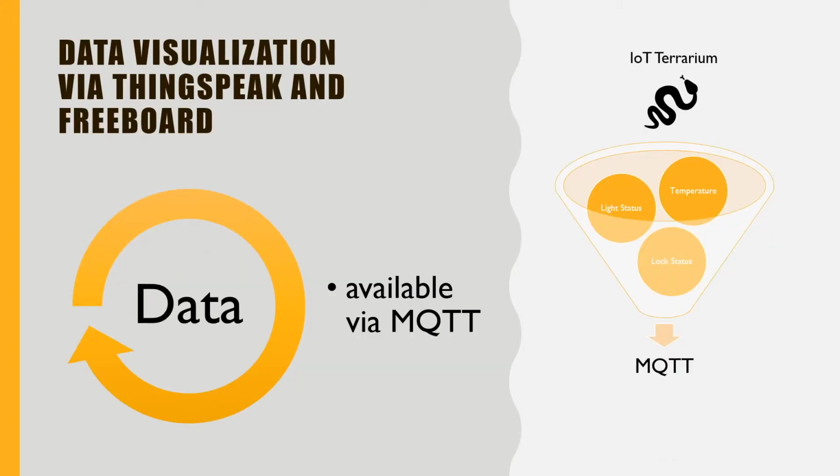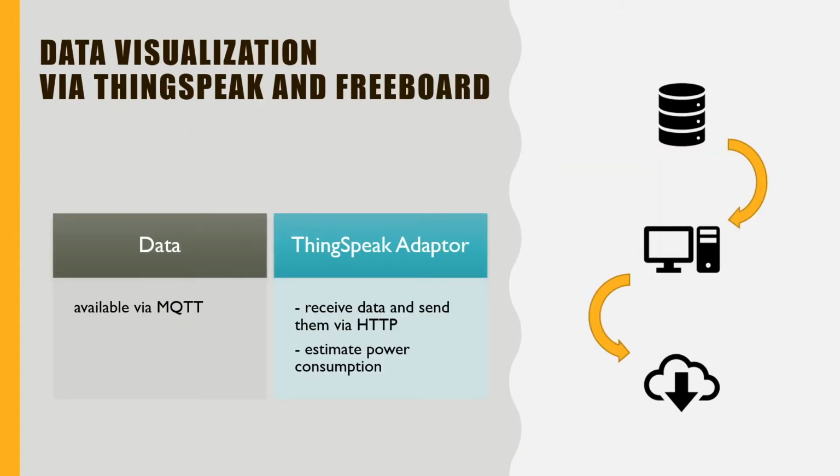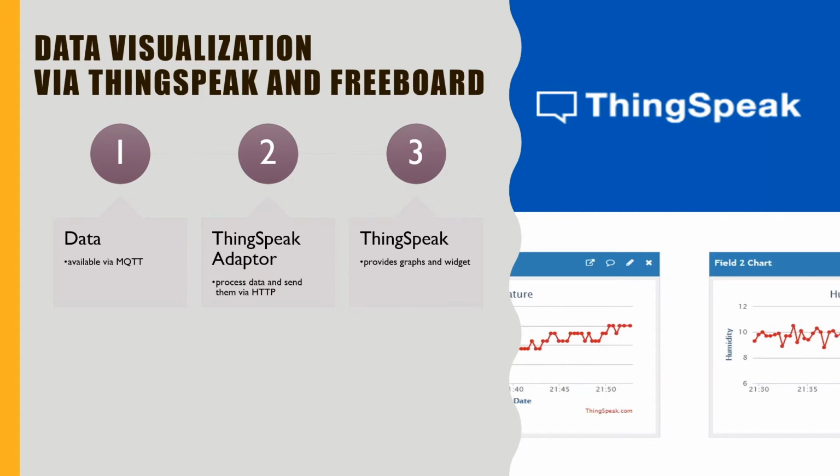In order to give more feedback to the final user, a data visualization service is implemented using ThingSpeak and Freeboard. Data sent by the broker via MQTT are collected by the ThingSpeak adapter and then published via HTTP on channels provided by ThingSpeak. ThingSpeak allows an easy representation through graphs and widgets. We created 4 channels, one for temperature, one for humidity, one for light status, and one for power consumption.